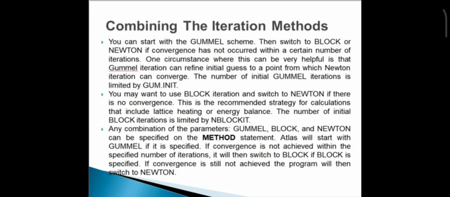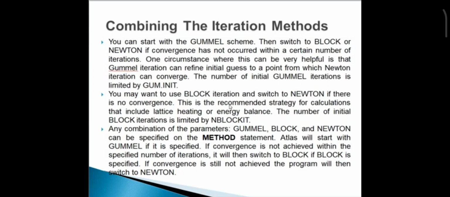that is 2, for example. Combining the iteration methods, you can start with the Gummel scheme, then switch to the block or Newton if convergence has not occurred within a certain number of iterations. One circumstance where this can be very useful is that Gummel iteration can define the initial guess to a point from which Newton iteration can converge. The number of initial Gummel iterations is limited by GUM.INI. You may want to use block iteration and then switch to the Newton if there is no convergence.